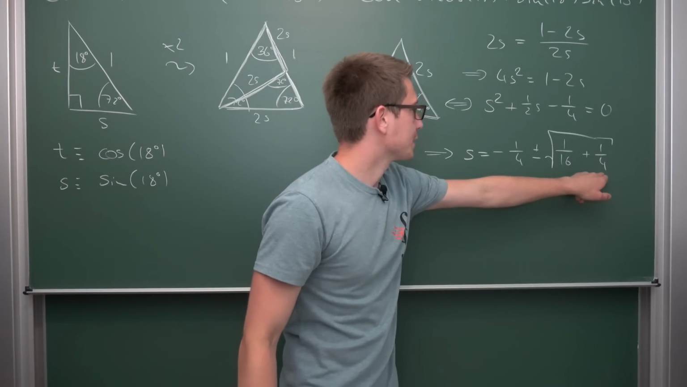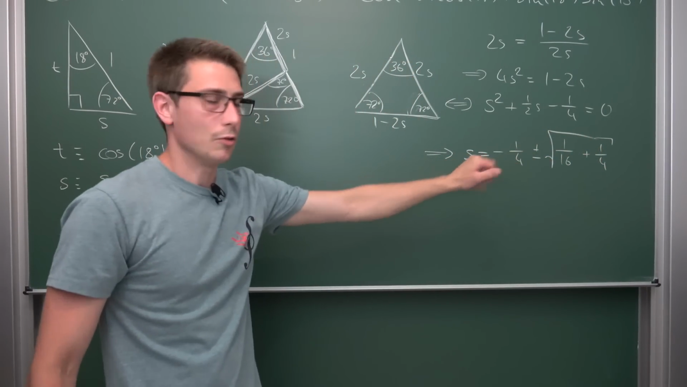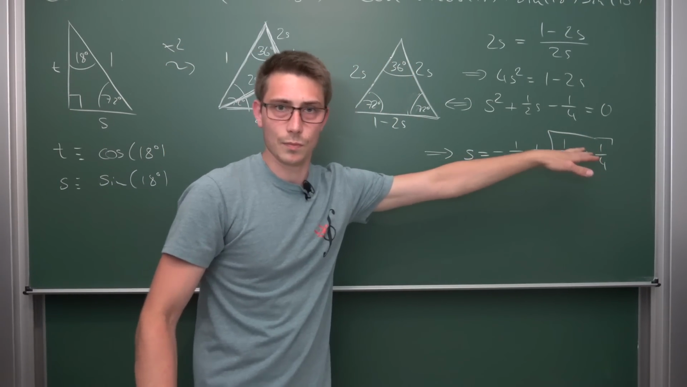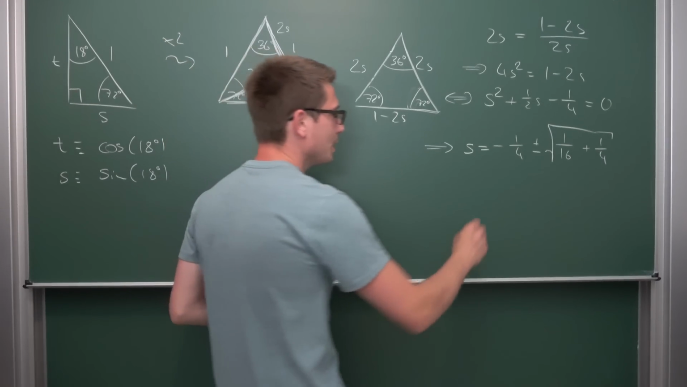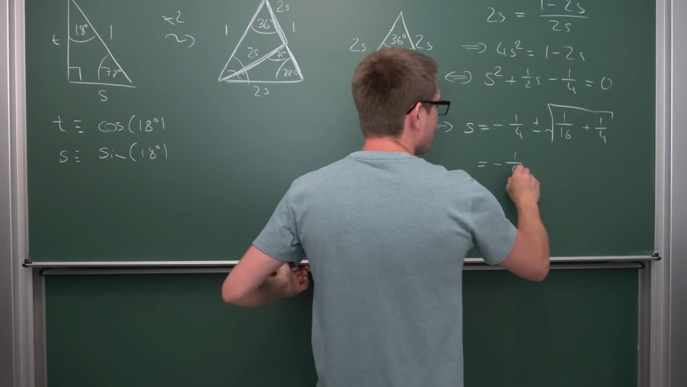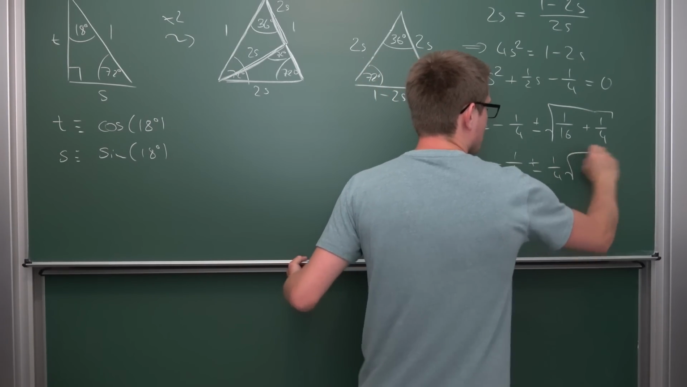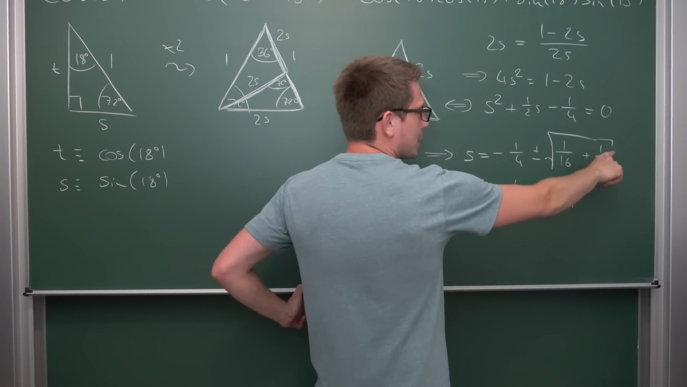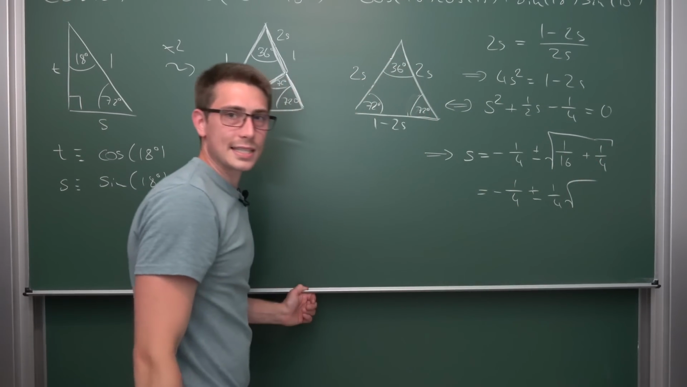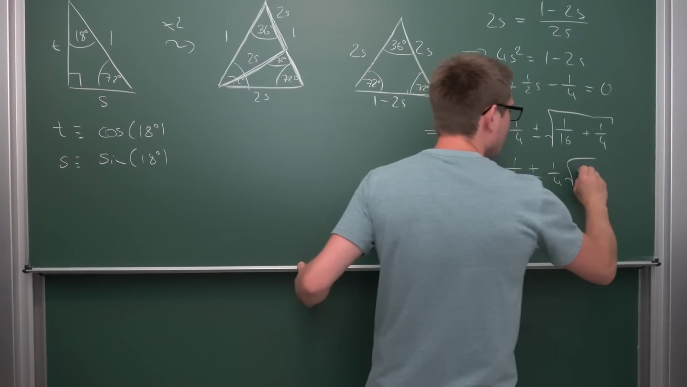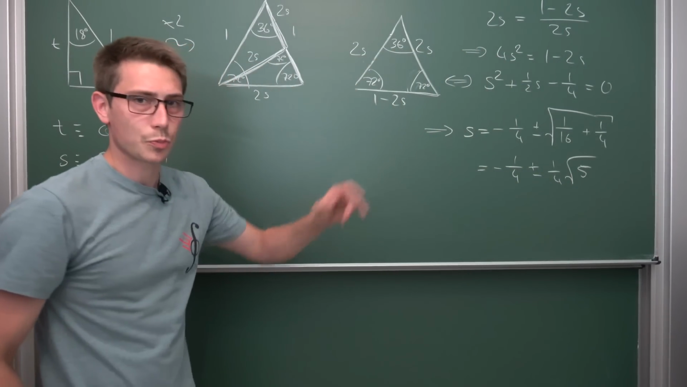We can expand this right here by 4, taking the square root of 1 over 16, basically the 16 in the denominator, giving us negative 1/4 plus or minus 1/4 times the square root of, okay, if we expand this, we get 4 plus 1 in the same denominator, giving us 5. And now we just need to see which branch we need to take.